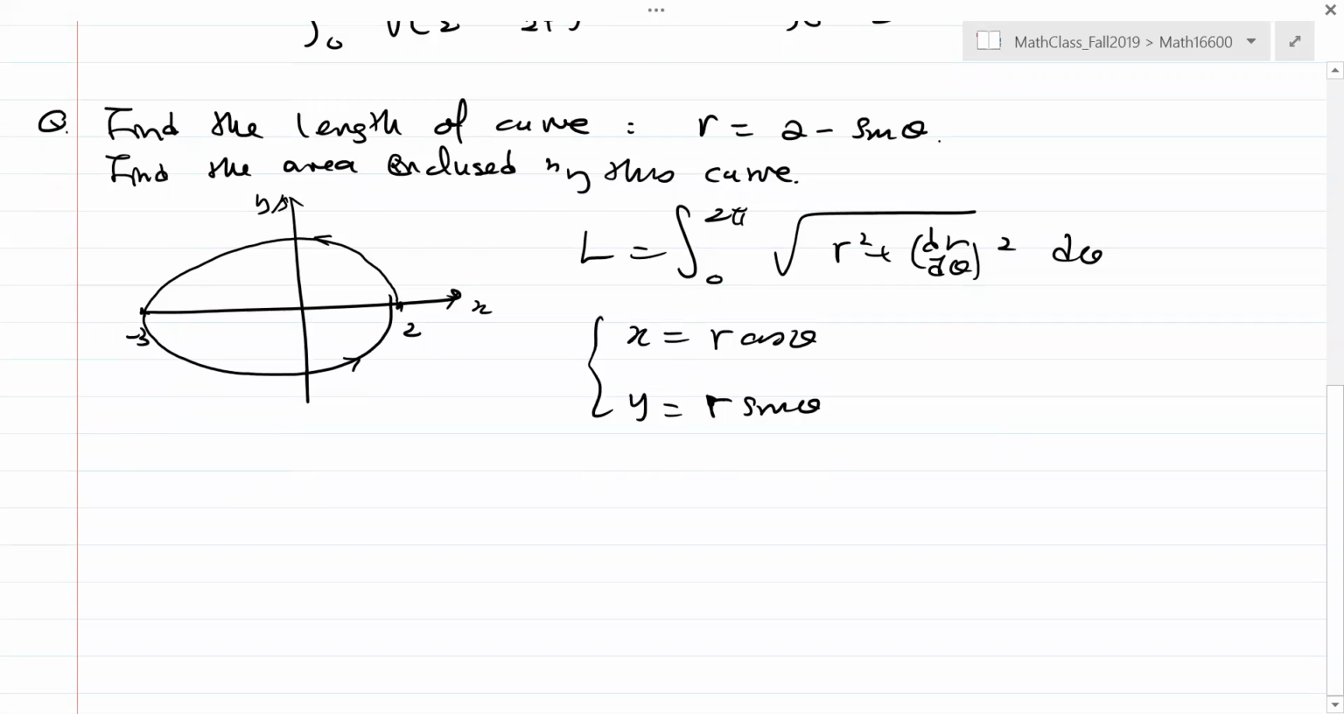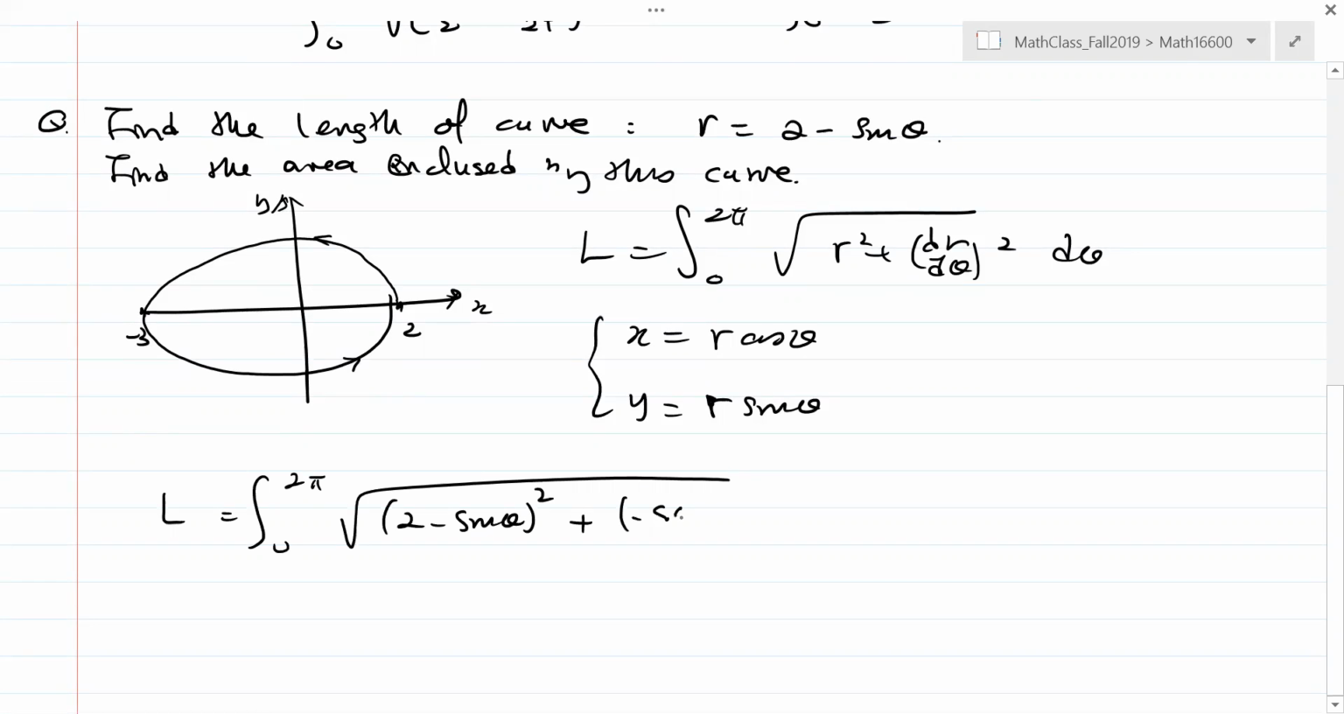All right, I'm not sure I can evaluate it, it's not just setting up the integral. So r is going to be 2 minus sine theta, and the derivative of r is going to be negative cosine theta, squared, d theta.